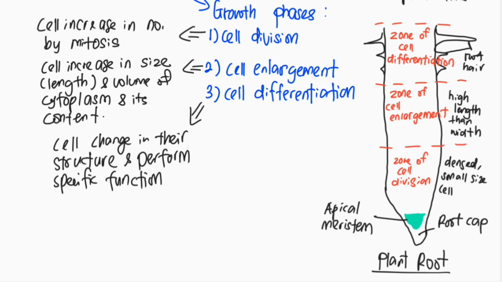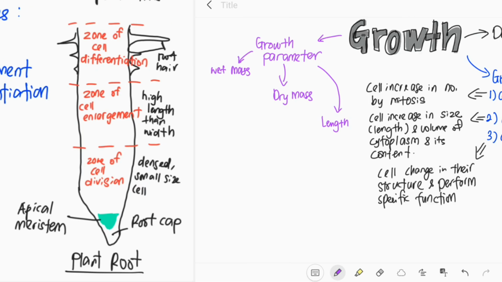So nampak tak? Sel ini sudah ada specific function and specific structure, sebab tu dia kita jumpa dekat zone of cell differentiation. So itu cara awak identify. Kalau dia bagi gambar tapi tak label, awak boleh tahu sel itu berada di zone yang mana.